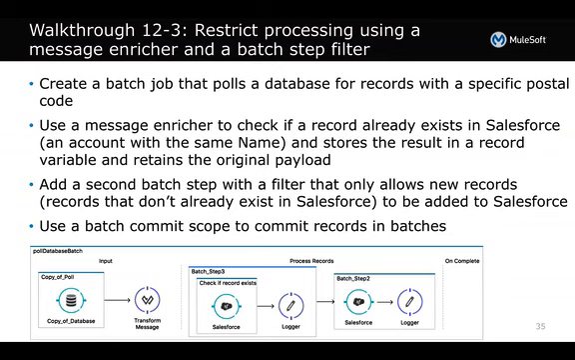We'll create a batch job that pulls a database for records with a specific postal code. We'll use a message enricher to check if a record exists already in Salesforce. We'll add a second batch step and use a filter that only allows new records to be added to Salesforce. And then finally, we'll use a batch commit scope, which we'll talk more about, that will allow us to send multiple records up to Salesforce at once, rather than having to do n number of commits to Salesforce based on how many records we have.